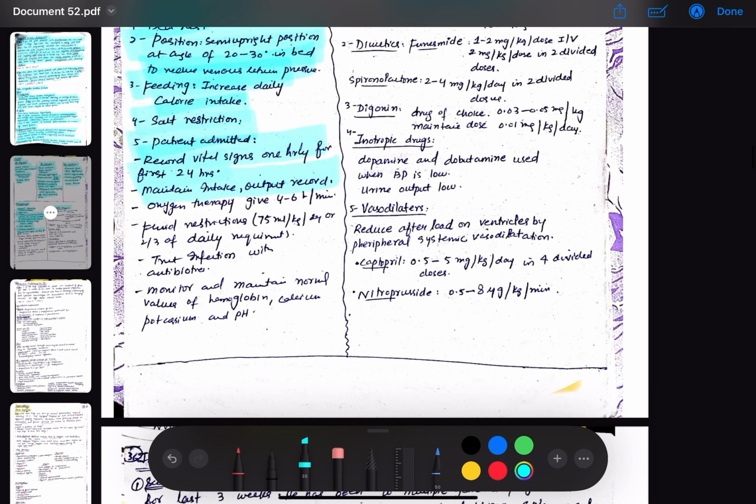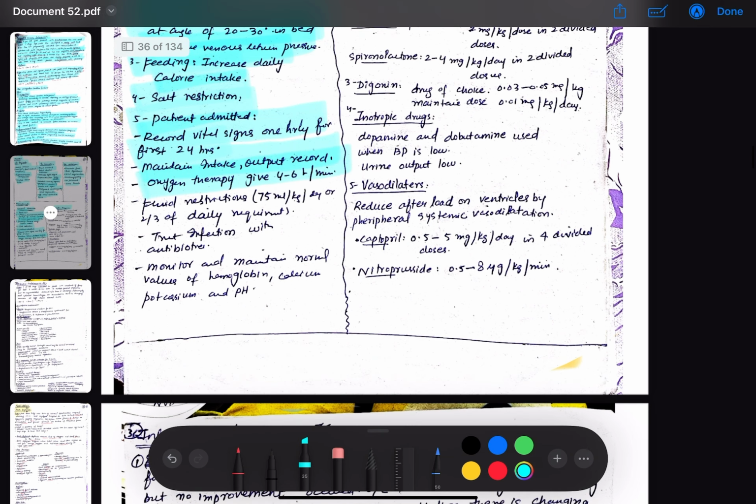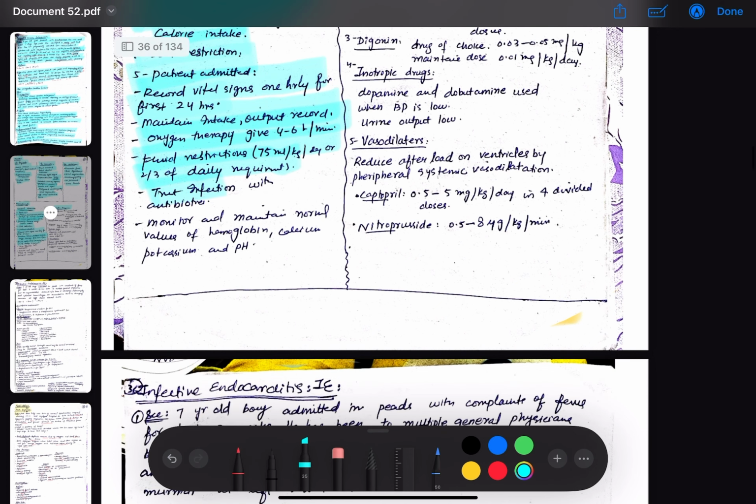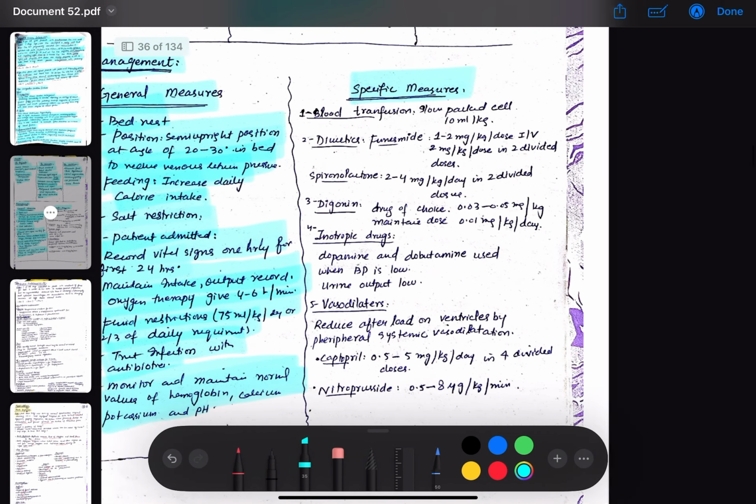Maintain an intake output record. Oxygen therapy: give 4 to 6 liters per minute. Fluid restriction, that is 75 ml per kg per day or 2 to 3 times the daily requirement. Treat the infection with antibiotics, and monitor and maintain normal values of hemoglobin, calcium, potassium, and pH. These were the general measures.